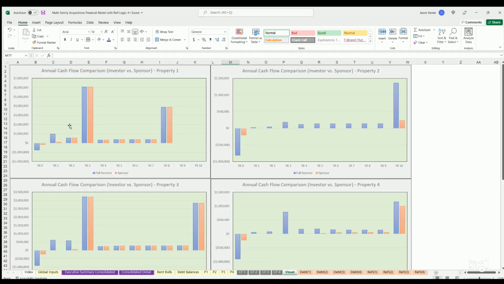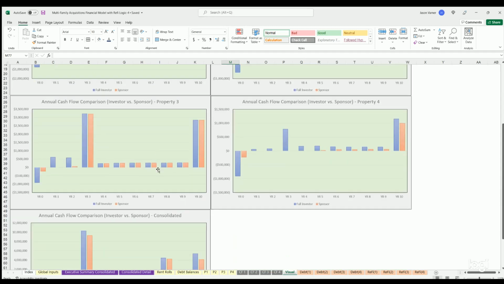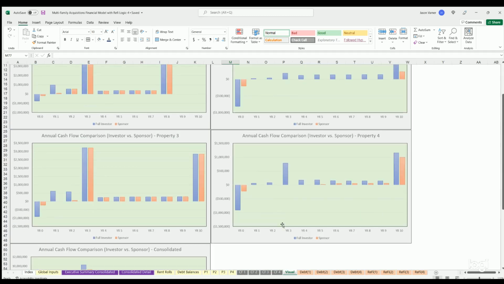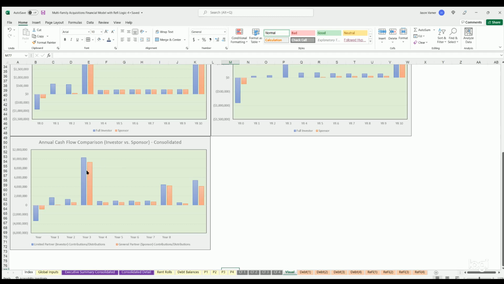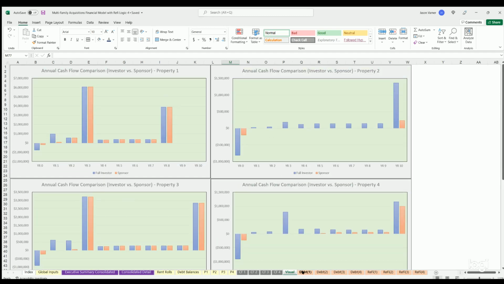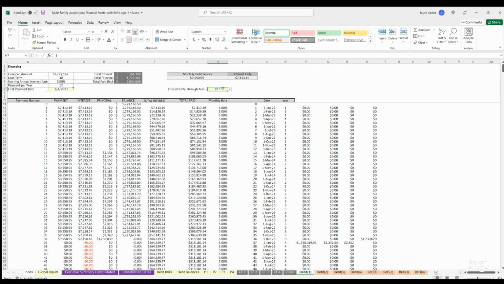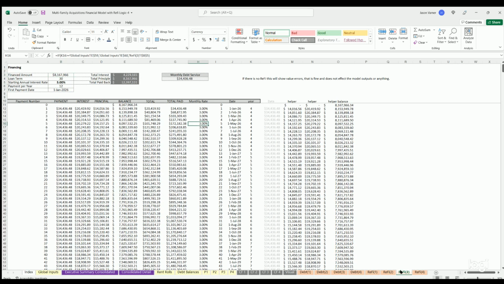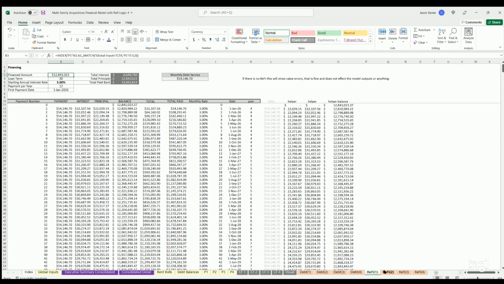Okay, visuals, just a nice quick cash flow look at the investor versus the sponsor over the 10-year period for property 1 through 4. Also, you've got consolidated right here. These are all dynamic. And then the debt schedule, we kind of went over this, but you could just basically pick if there's any interest only period, you could define that here, or if it's just straight up P&I right off the bat, that's fine. Just select a 0. You could do that individually for each debt on each of the properties. Refi, you won't do anything on these. These are all automated based on the other assumptions.